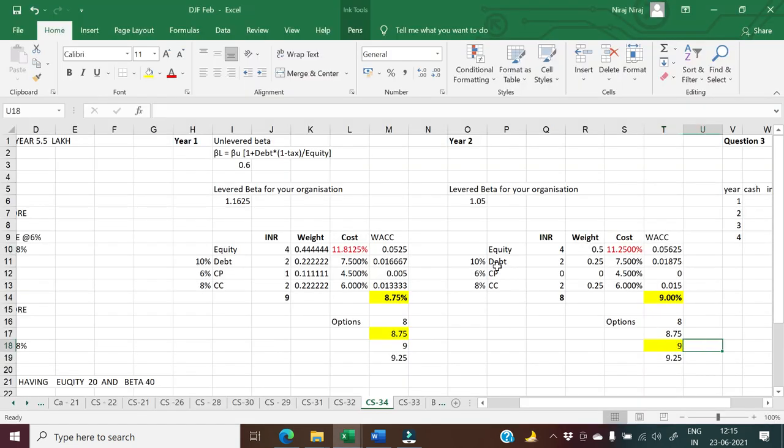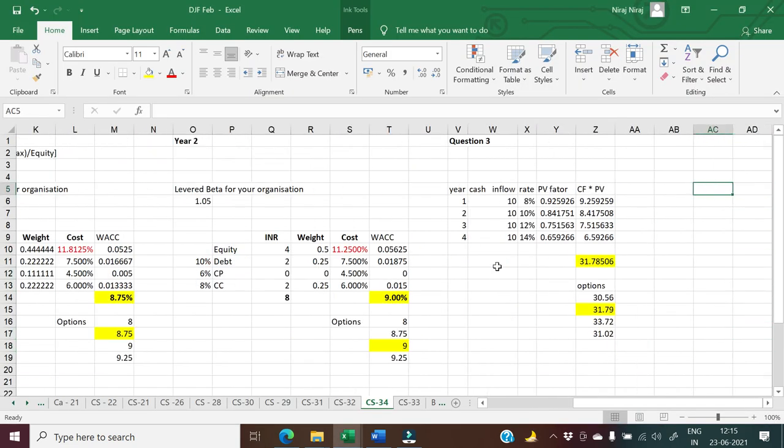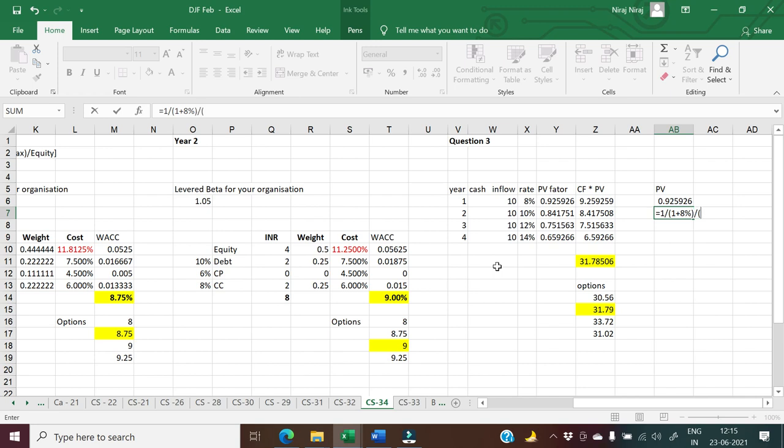So how it will work, I will just show it to you. What I have done is, I have taken my cash flows as 10 for each year. The rate I have considered is 8% for the first year, 10% for the second year, 12% for the third year and 14% for the fourth year. So how will my present value be calculated in this case? Present value for the first year will be 1 divided by 1 plus 8%. What will be the present value for the second year? It will be that divided by 1 plus 10%.